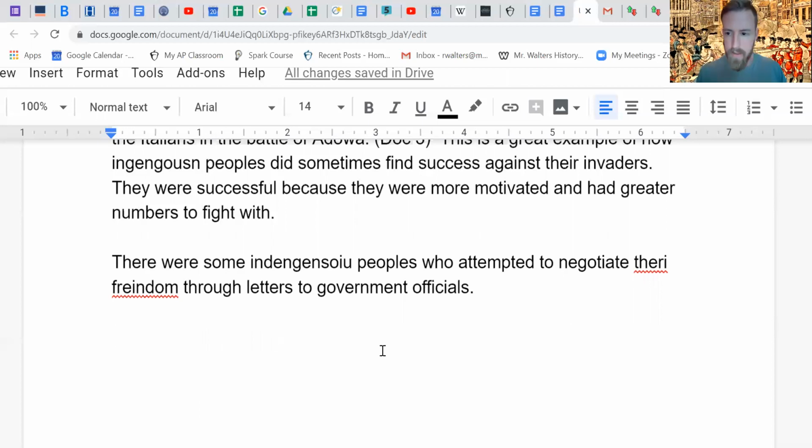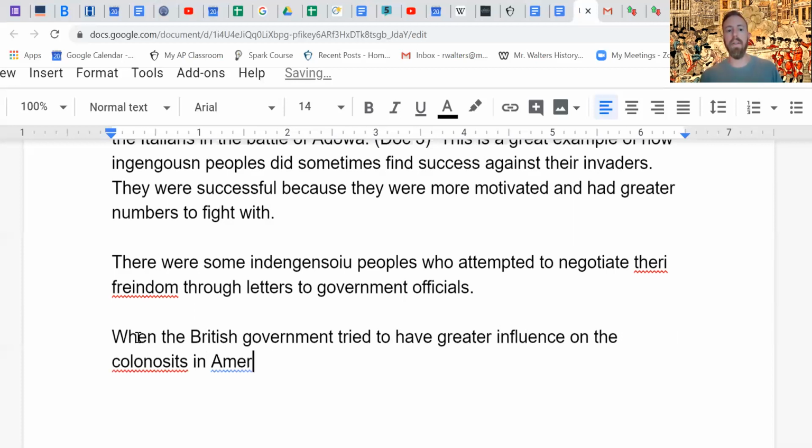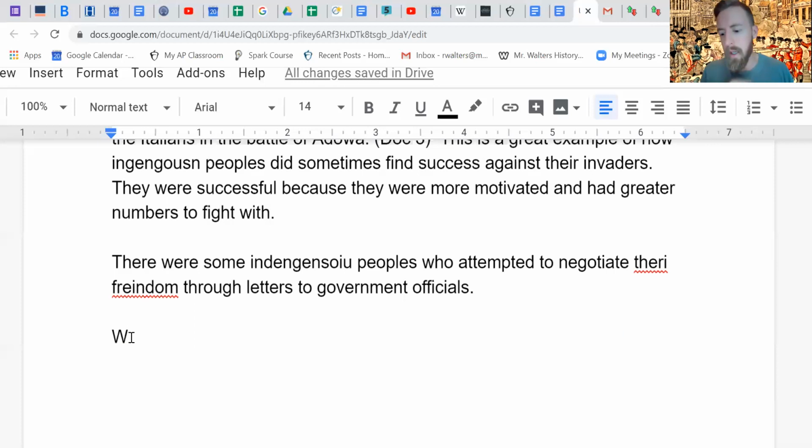So for additional evidence, I'm trying to think where I want to go with this. We're talking about military, but I'll just use America, that's an easy one to use. When the British government tried to have greater influence on the colonists in, actually wait, that's not indigenous. No, let's not do that. The Americans aren't indigenous, Europeans came over. We can use the Native Americans in America. No, we can think of one better than that. Here you go.